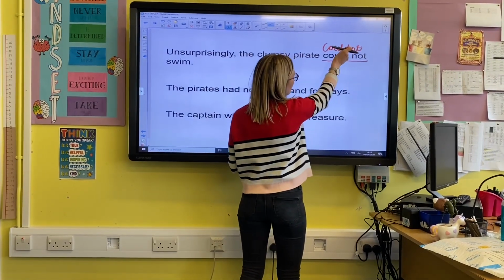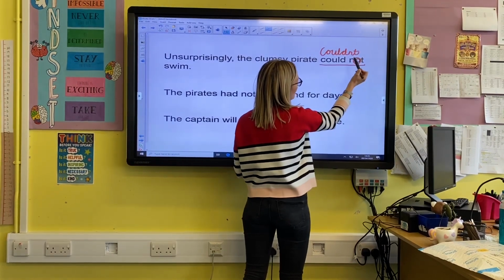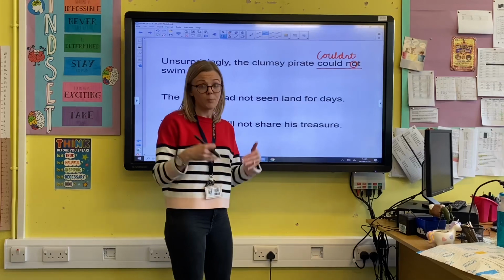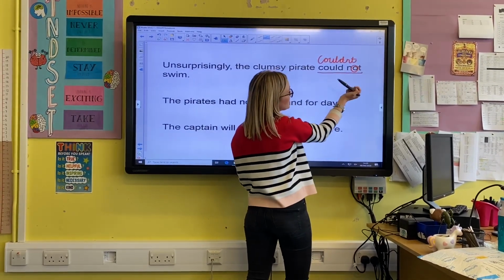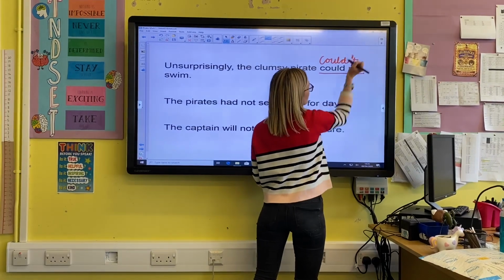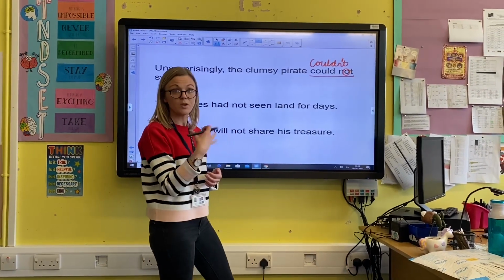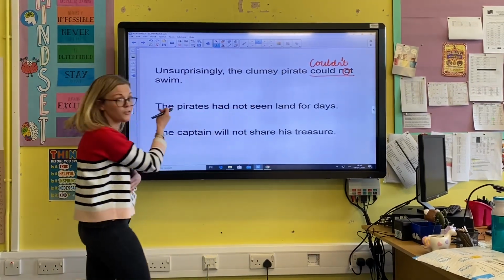So we've contracted those words together, but as you can see, I've got rid of the O. And so what do we need to put in place of the letters that we get rid of? We need to put our apostrophe in that same place. So the O is between the N and the T, so the apostrophe needs to go between the N and the T. So could not becomes couldn't. Unsurprisingly, the clumsy pirate couldn't swim.